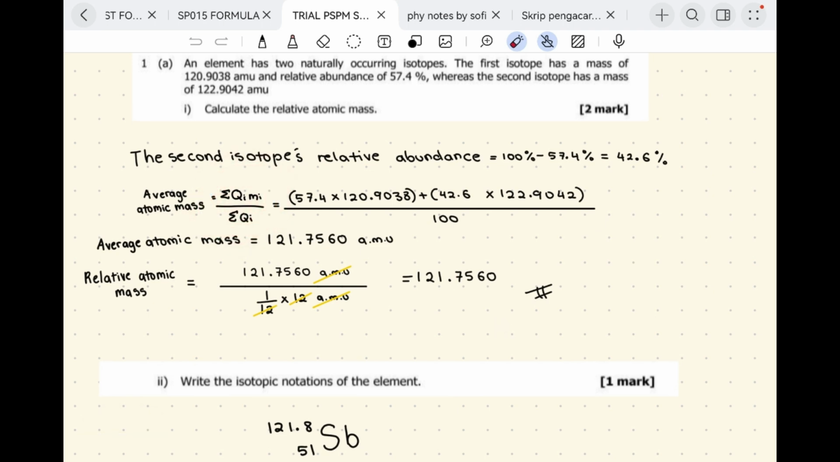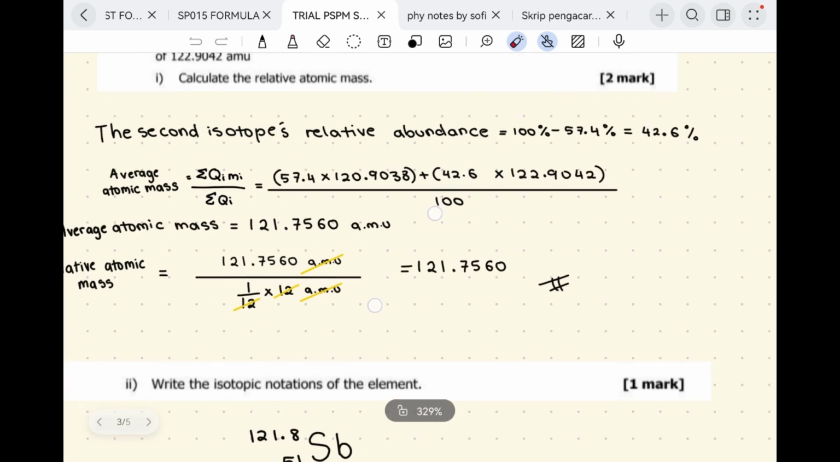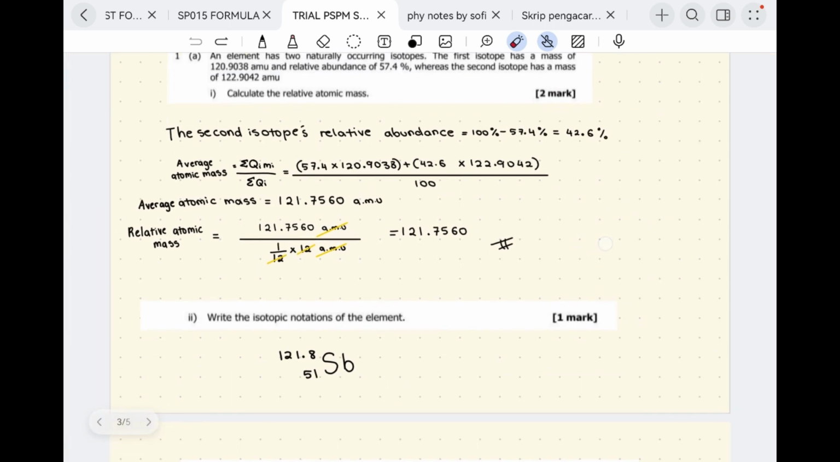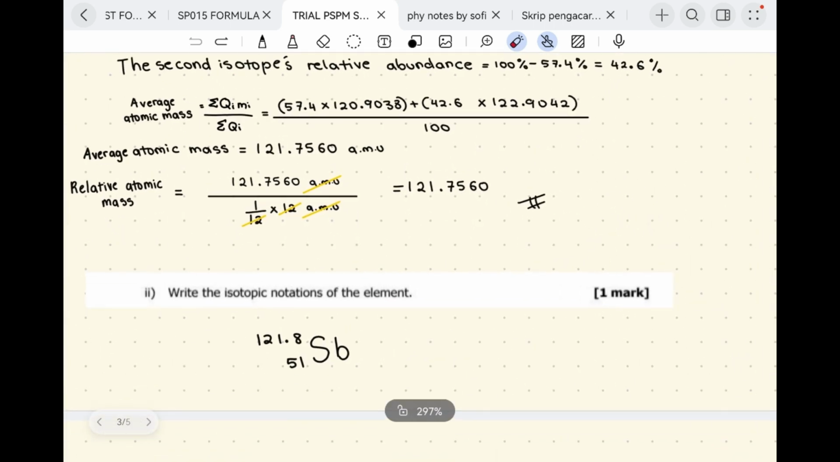So after we get the average atomic mass, we can find the relative atomic mass, which is the average atomic mass divided by 1/12 times 12. Then we can cancel out the 12 here and the unit of AMU, and it leaves us with the answer of relative atomic mass, which is 121.7560.